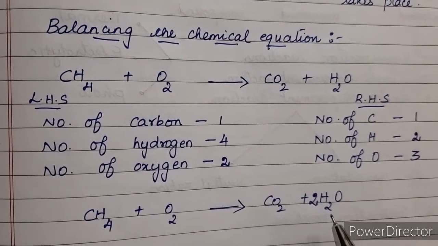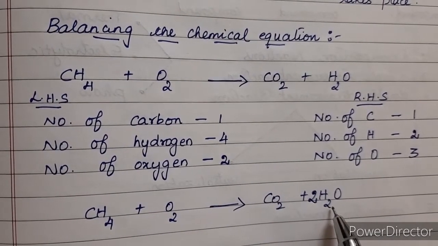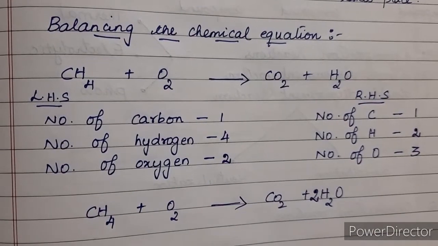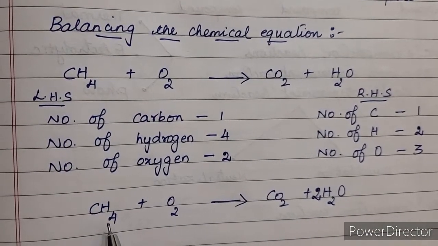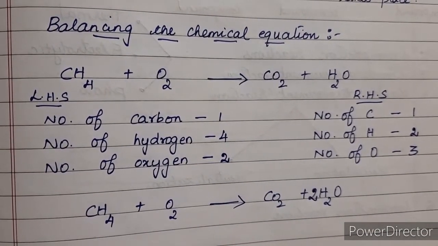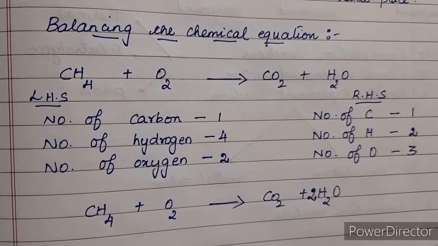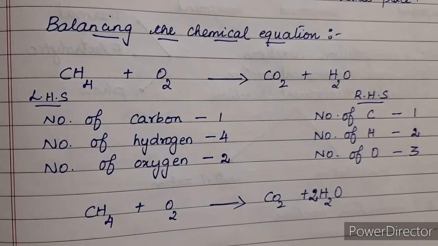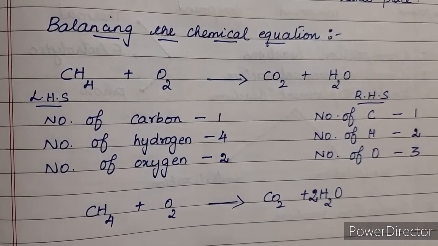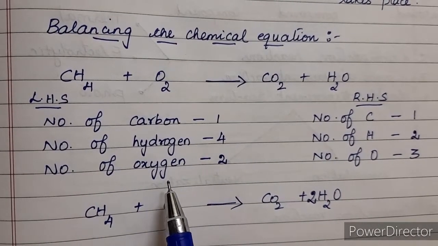So here on your right hand side now you have 4 atoms. Now here on the left hand side also you have 4. So the number of hydrogen on both the sides, that is on your left hand side and right hand side, is equal. Now we have to go into the oxygen atom.